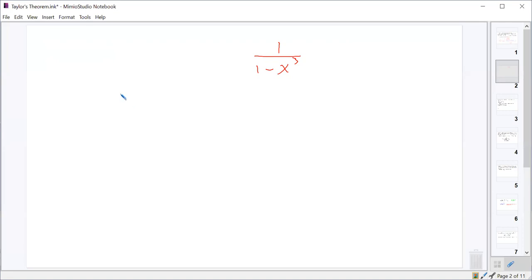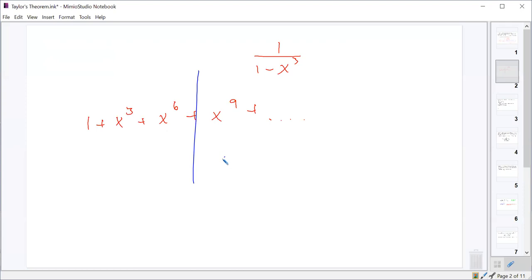Should start at 1, and then be x to the 3rd, and then x to the 6th, and x to the 9th, and so on. Well, what if we truncated it at x to the 6th, let's say? What would I end up with over here?